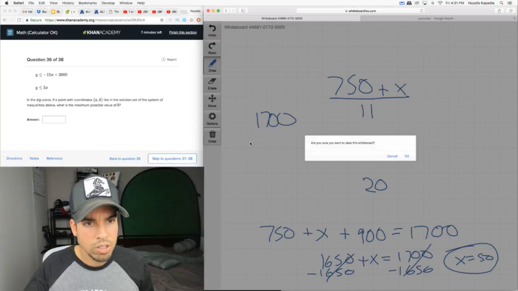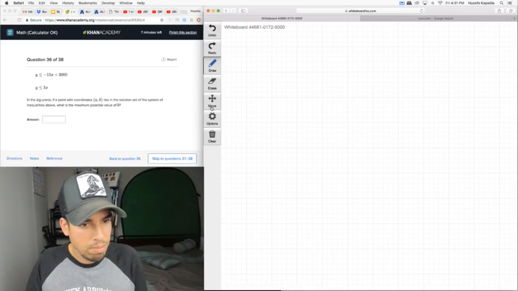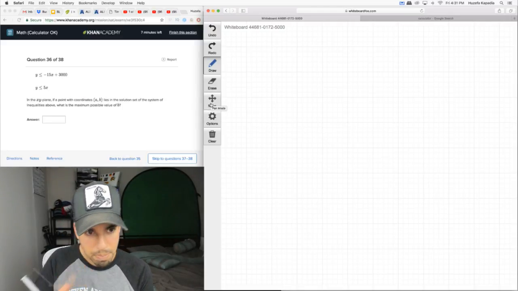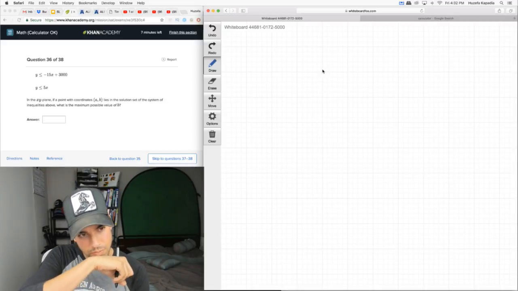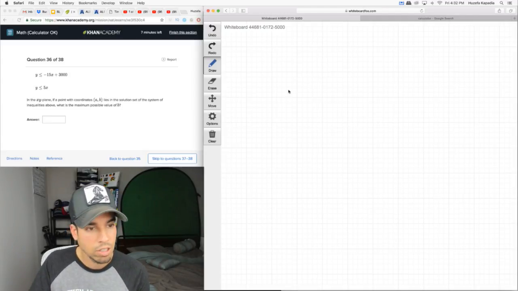All right. 3 questions left in 7 minutes. Here's what plane point with coordinates A, B line, the solution set of the system of inequalities. What is the minimum possible value of B? All right, let's see. So these guys equal each other. Less than or equal to, less than or equal to. Oh, maximum possible. Yeah, so it's literally at the intersection point.